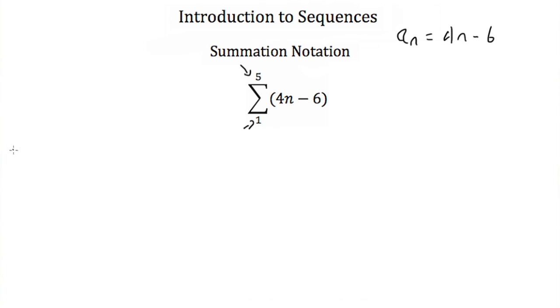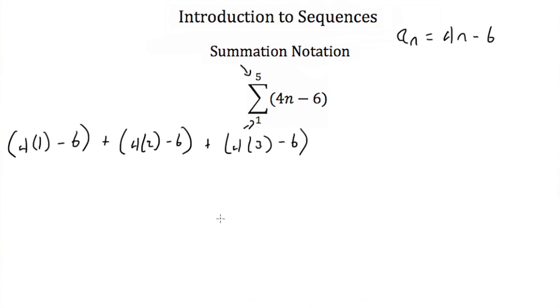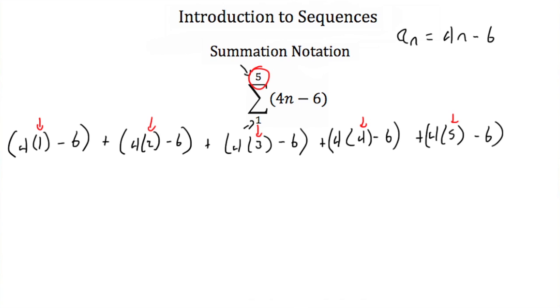So first we plug in 1, so we'd have 4 times 1 minus 6. And then we would add that to the next value of n, so 4 times 2 minus 6. And then we would add that to the next value of n, so 4 times 3 minus 6. And then again to the next value of n, 4 times 4 minus 6. And then lastly, plus 4 times 5 minus 6. I'm just stepping up my values of n until I hit my upper limit, because that's where I stop.